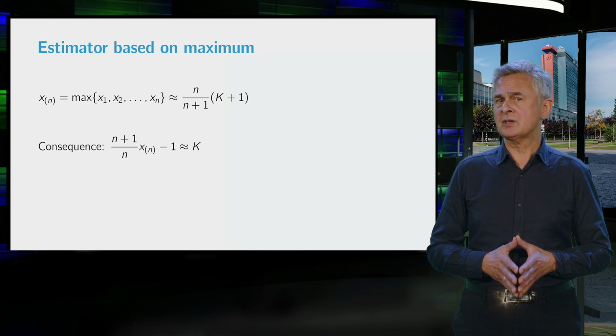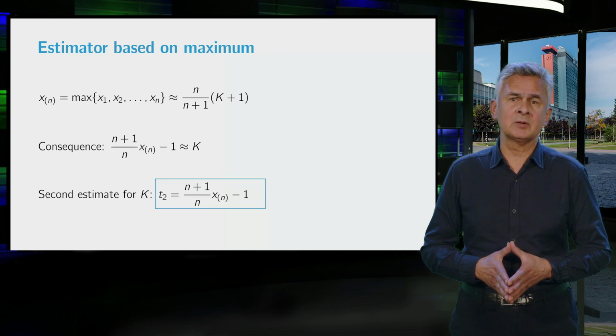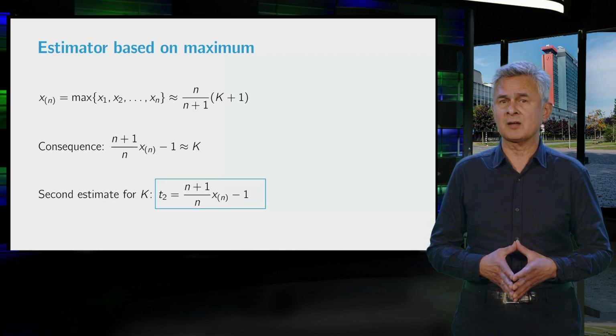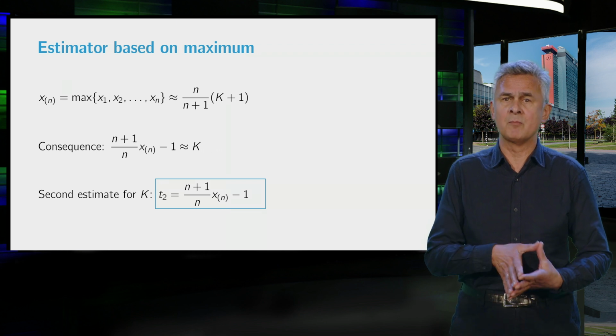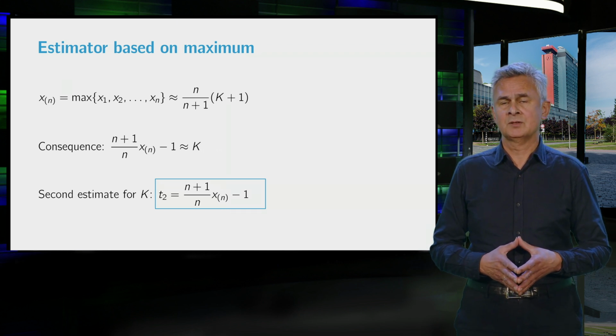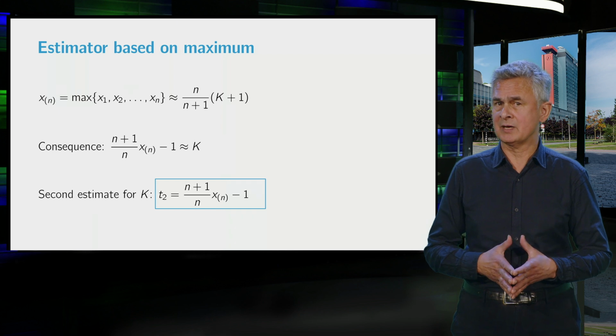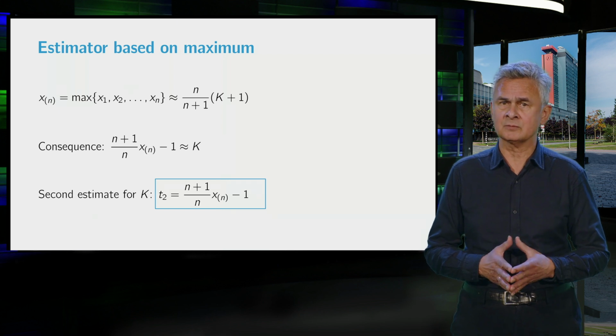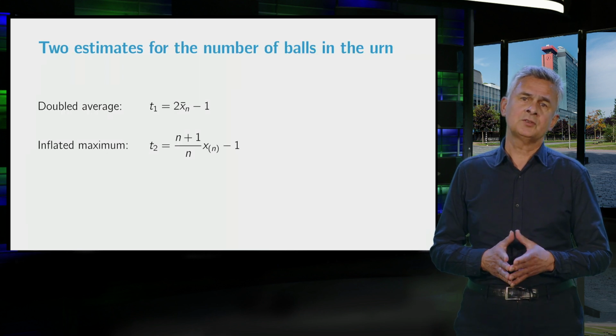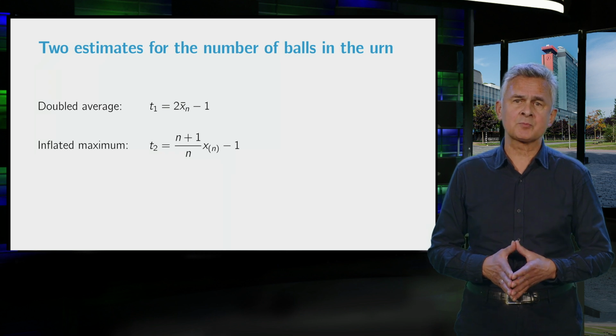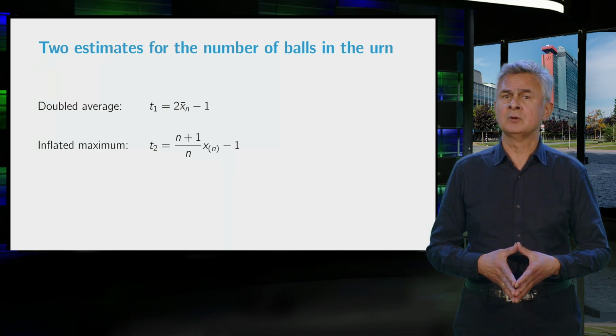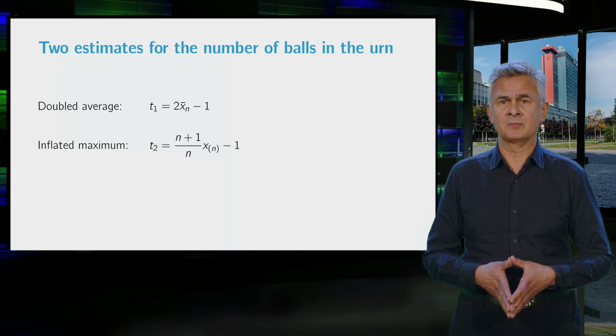The previous reasoning leads to a second estimator, namely the largest number inflated by a factor n plus 1 over n, minus 1. So to summarize, we have two estimators for the number of balls in the urn. T1 being the doubled average minus 1, and T2 being the inflated maximum minus 1.